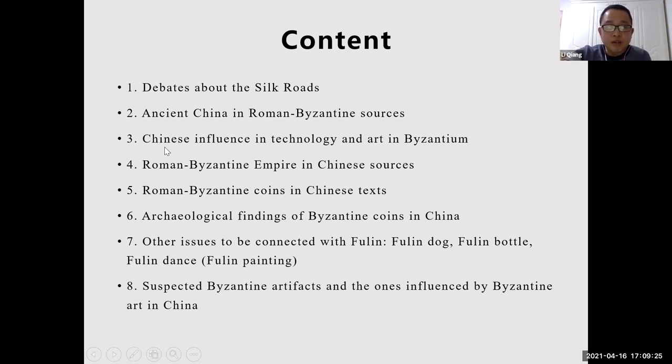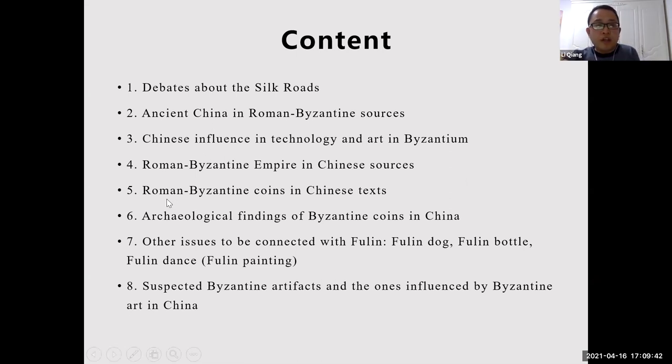And also related to this part, I want to discuss the Roman Byzantine Empire in Chinese sources. This is very, very rich information. I will just give you a general outline.